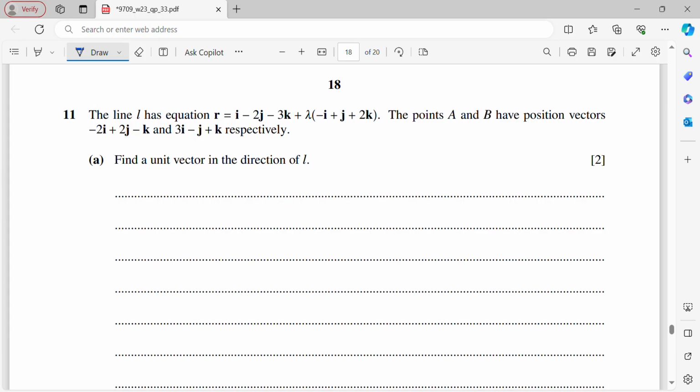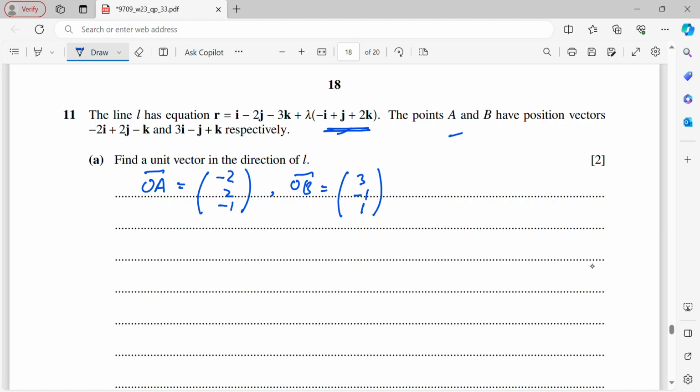Okay, next question, question 11. The line L has this equation. The points A and B have position vectors minus 2i plus 2j minus k. That means OA is negative 2, 2, minus 1. And then OB is 3, negative 1, 1, that is 3i minus j plus k. So find a unit vector in the direction of L. So this is the L.